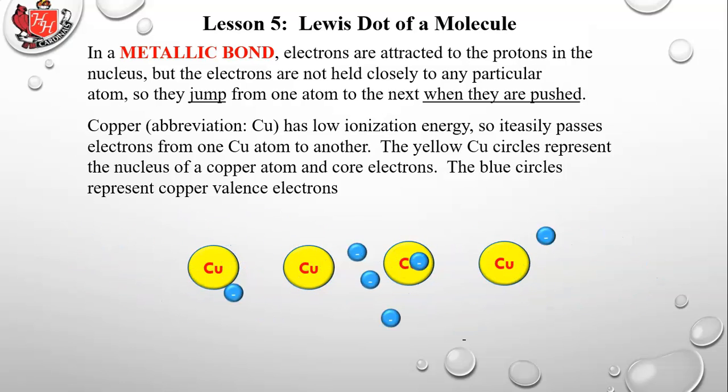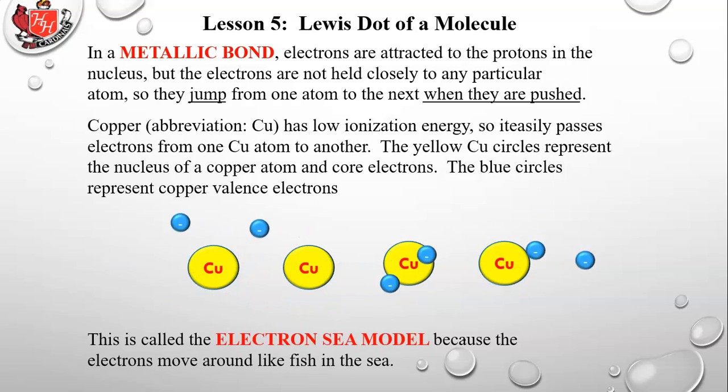So the outside, the valence electrons of copper or of most metals, are not held very tightly. So they very easily can jump from one copper atom to another. Remember, all the copper atoms are equally strong, so they won't jump over and stay with one the way an ionic bond would. They'll just jump from one to the next, to the next, to the next, and just keep jumping around like that. This is called the electron sea model because the electrons move around like fish in the sea.